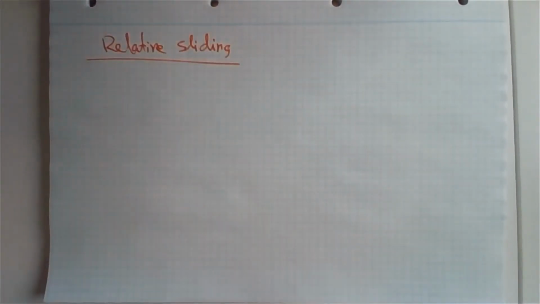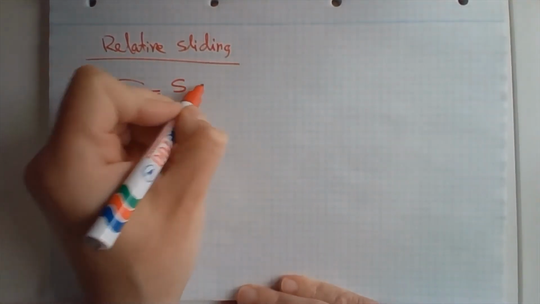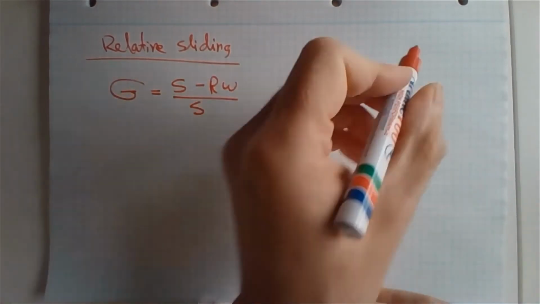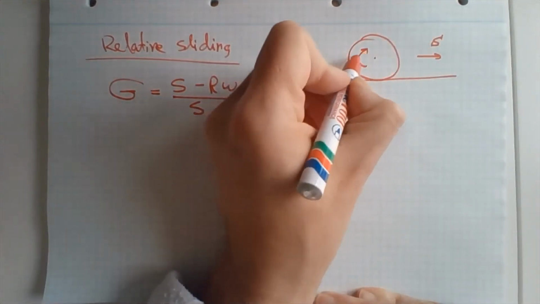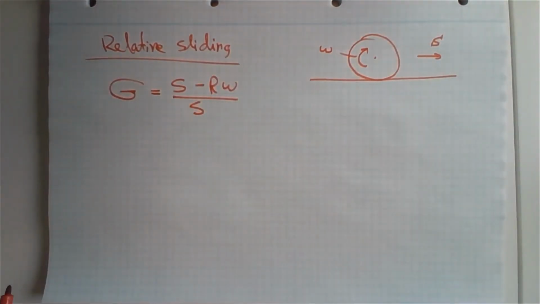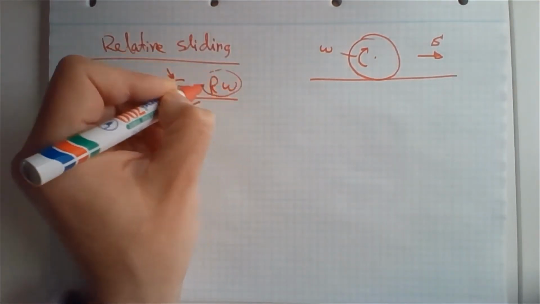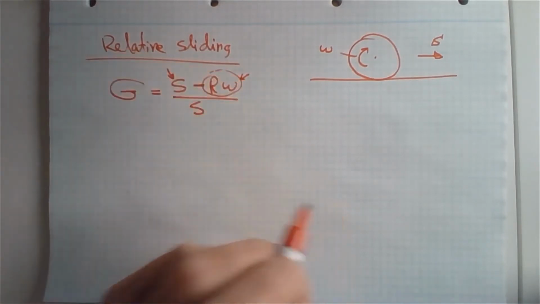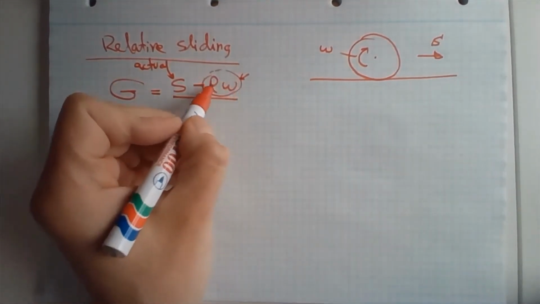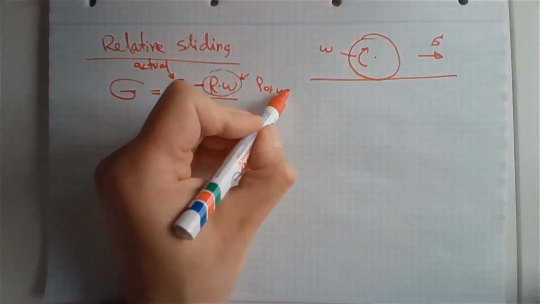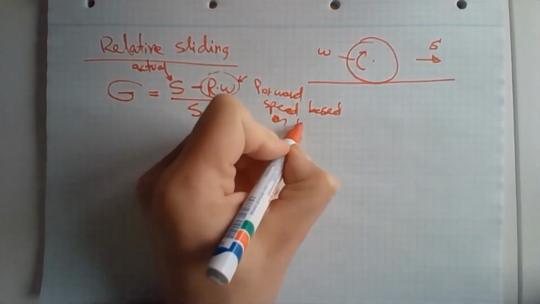Now let's define an entity called relative sliding. That's G. G is defined as S minus R omega, over S. I will renew the image here. So we have the wheel moving forward with actual speed S and rotating with angular frequency omega. What we have here is the forward movement minus the movement that is based on rotation. So S is the actual forward speed, and R times omega is a forward speed based on wheel rotation.